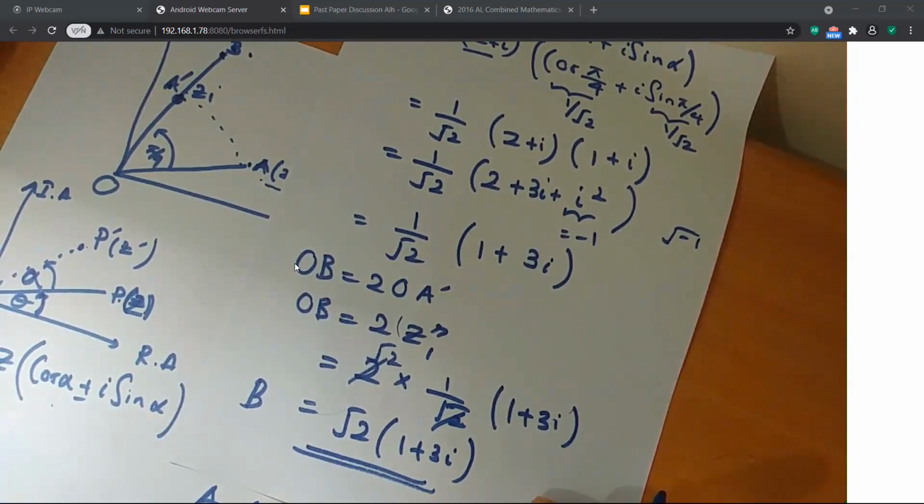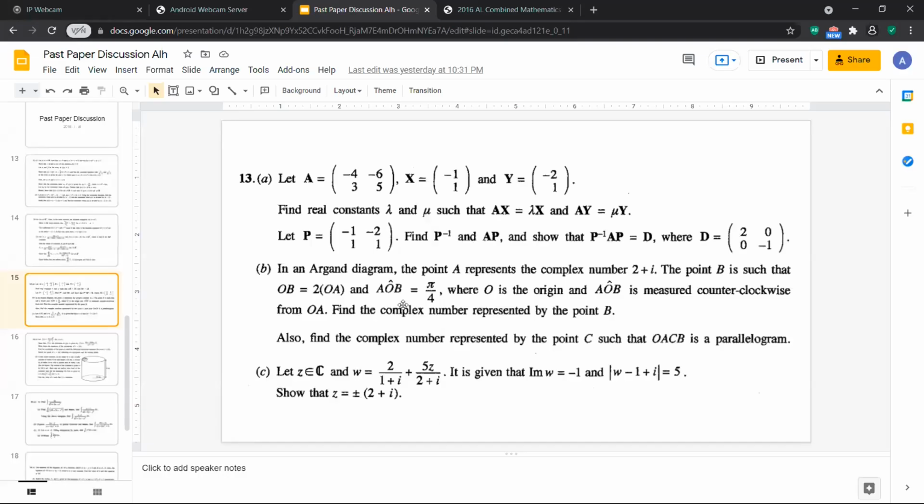Right. The next thing they are asking is, complex numbers is not a very big lesson. If you just know the theory, you just need to apply it properly. If you haven't learned it yet, it may sound a bit complex, but complex numbers are not very complex. So the next thing is, we found the number represented by B, and now we need to find the complex number represented by point C, such that OABC is a parallelogram.